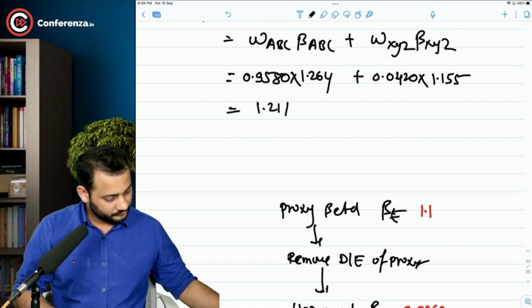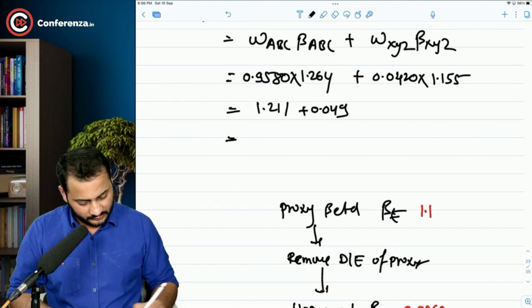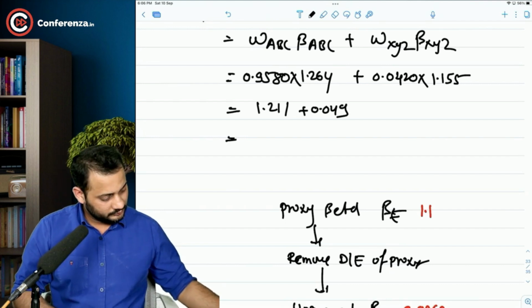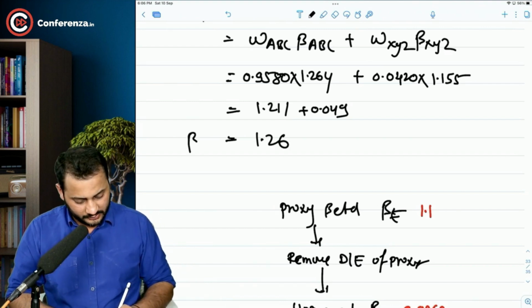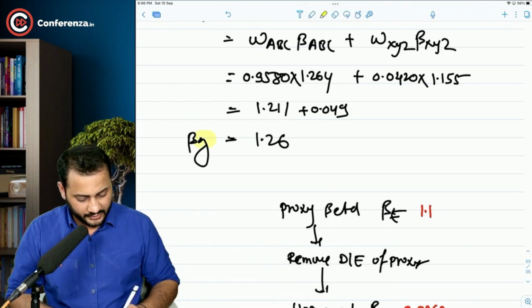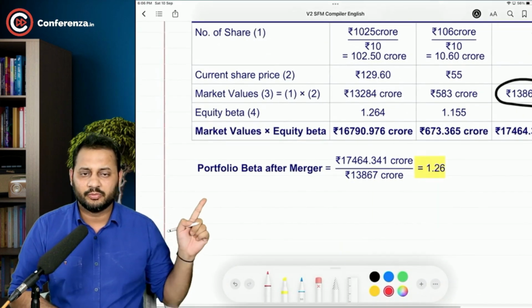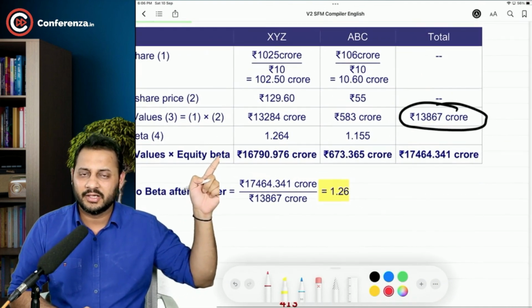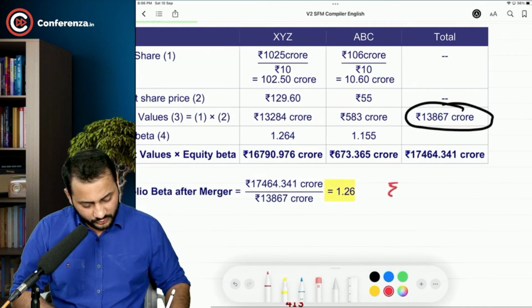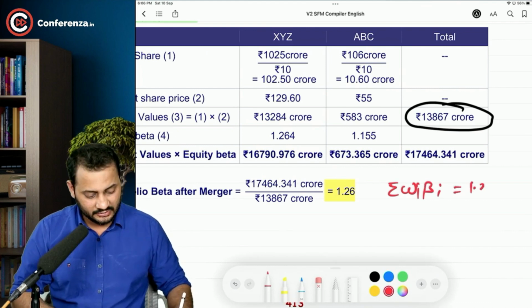1.211 plus 0.049. 1.26 is my answer. This is the portfolio beta of the combined entity. Let's have a look. See, 1.26 is the answer. The institute has extended this by multiplying directly with the beta, or else you can use the simple formula of weight into beta as well. It will give you the same answer, 1.26.